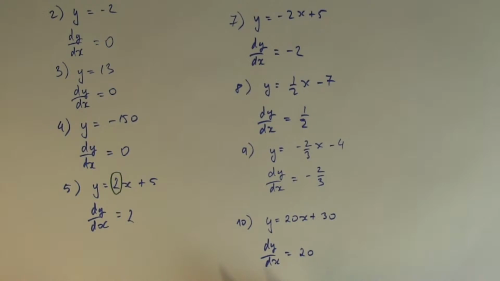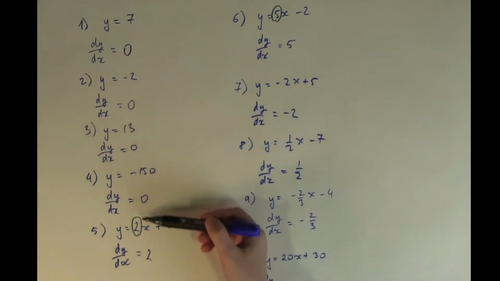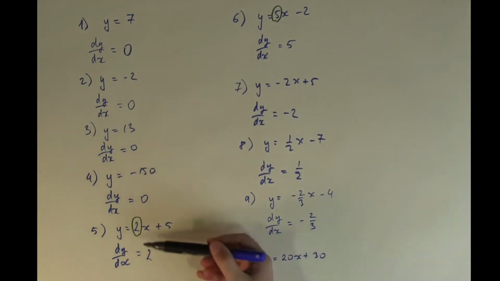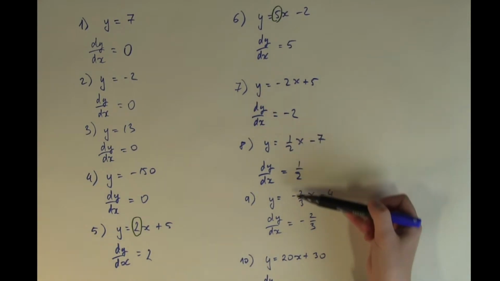So they are not that complicated. Constants don't change, so their derivative is always going to be 0. And the linear function's derivative is always just the coefficient in front of x.